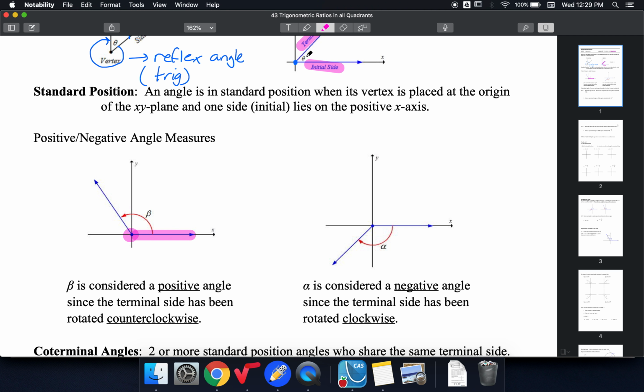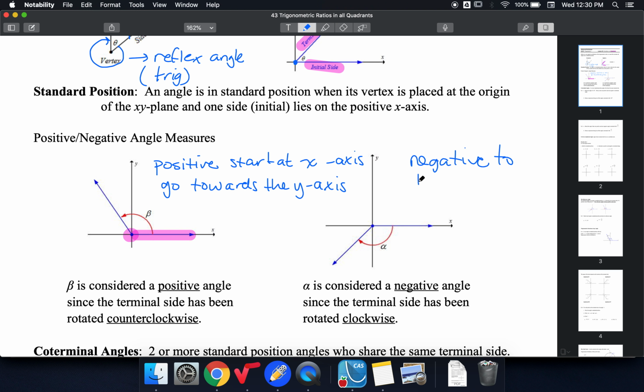So you've already seen that we often use theta as the angle variable, but really any Greek letter could be used. So here we've got beta, and beta is showing how we measure positive angles. So positive angles we're always going to start at the x-axis, and we go towards the y-axis. So over here, we've shown the negative angle where we start at the x-axis and go towards the negative y-axis. So here we're going towards the positive y-axis, and down here we're going towards negative angles to the negative y-axis.